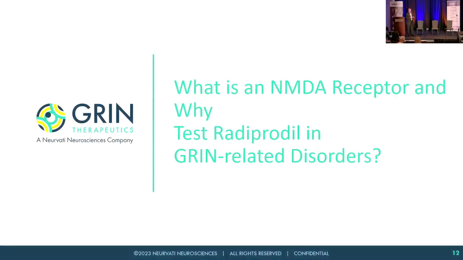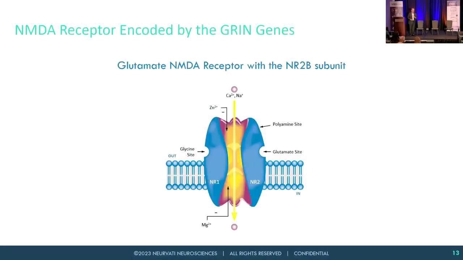I'll spend a few minutes on why we're testing radiprodil in GRIN-related disorders. So this is an NMDA receptor, and this is the target of radiprodil. This is an example of the NMDA receptor with an NR2B subunit. You see that on the right-hand side. And this is not working right in GRIN-related disorders.